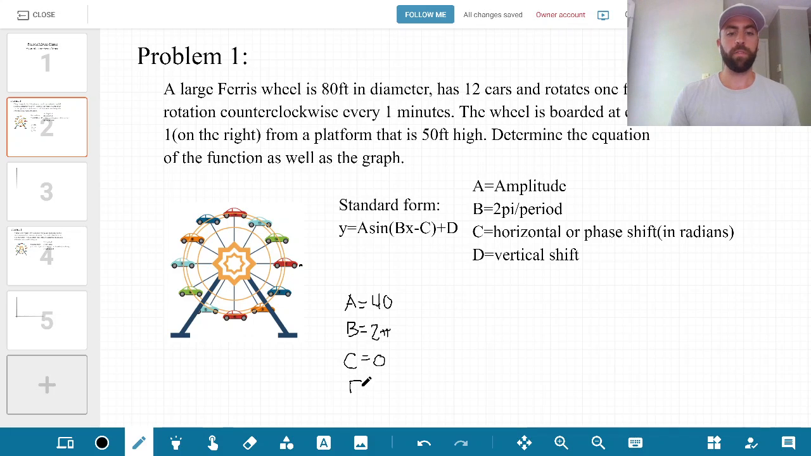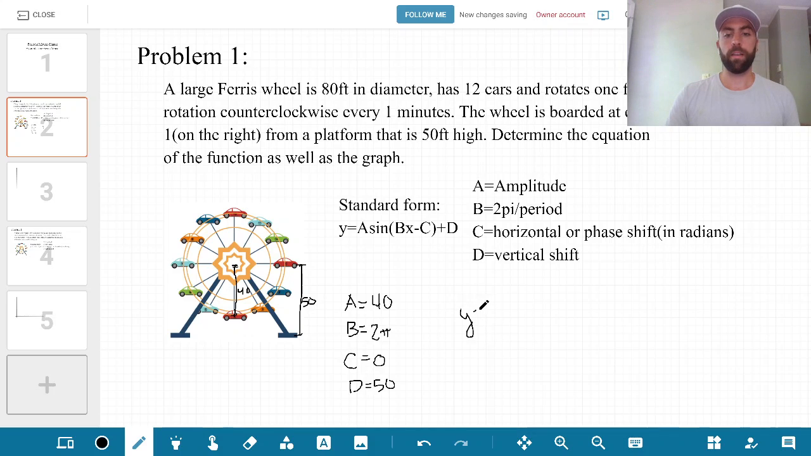And D is the vertical shift that we need. If we're defining the height for this, we have to get to the center is essentially what we're determining. And we know that the distance from here to here, it says that the platform is 50 feet off the ground. So this is 40, but the distance from here all the way to the ground is 50. So D would be 50, so we can shift it upward where we start. Now let's fill that in.